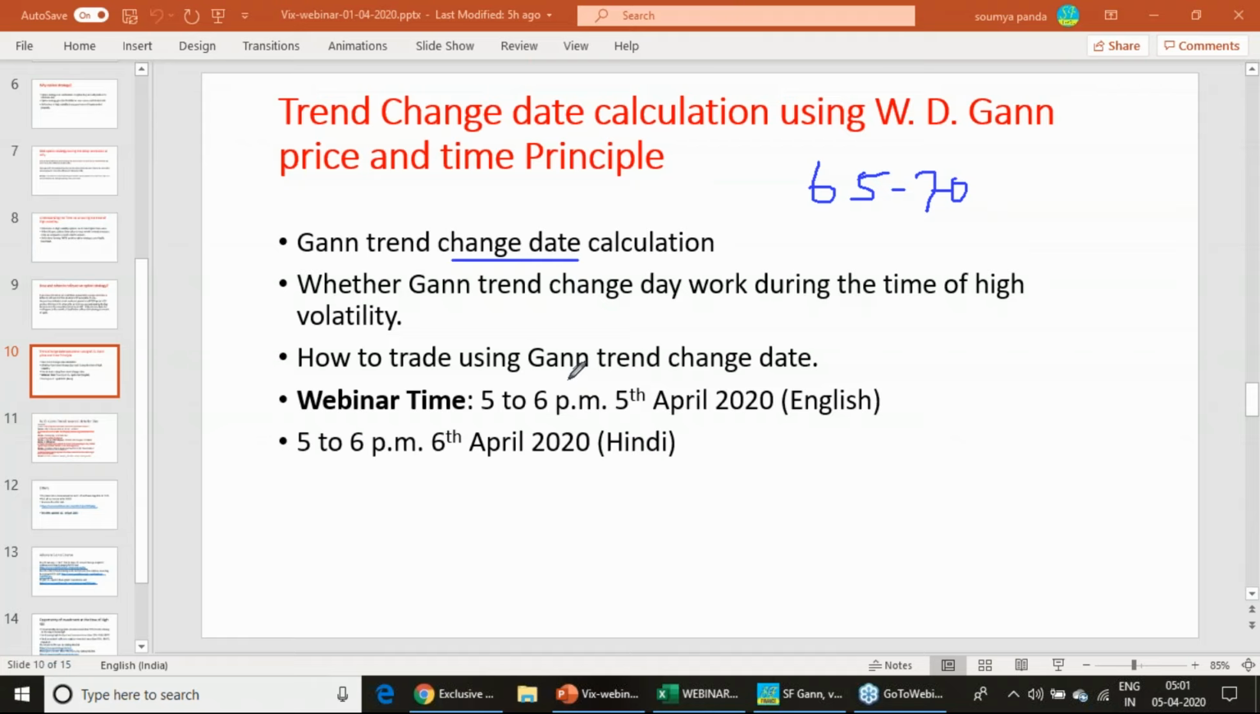We need to see how this Gann trend change date worked during the high volatility situation in the month of March, how it has worked, that we are going to see. Third, how to trade using this Gann trend change date. So using this Gann trend change date, how we are going to trade, that also we are going to learn in this. So these three aspects you are going to learn.